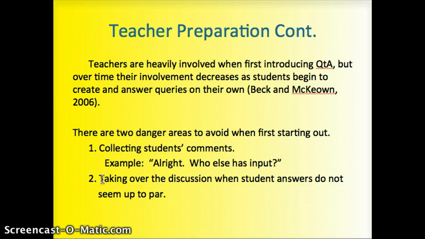And the other thing you don't want to do is take over the discussion when student answers do not seem up to par. And again, they're going to be very shallow responses at first, but you really have to give it time. According to the research done by Beck and McCowan, when teachers started using questioning the author, they had to kind of break their conventional way of asking students questions where you're just retrieving answers. And instead they had to start using the open-ended queries. And they found a lot of times that they needed to have follow-up questions because there was difficulty sustaining discussion. Students were having a hard time. So know that it is going to take time, but your students will get it.